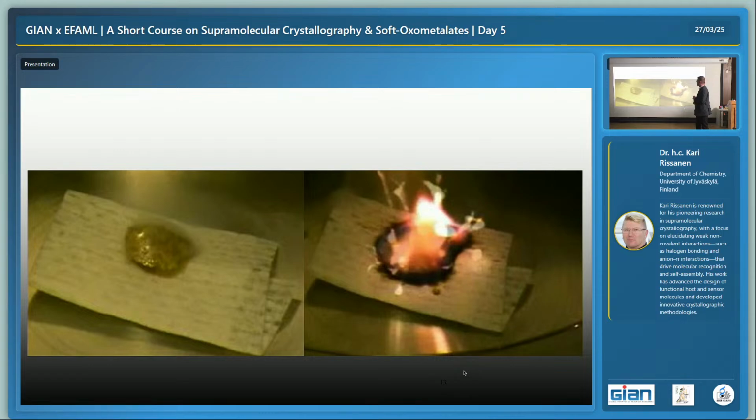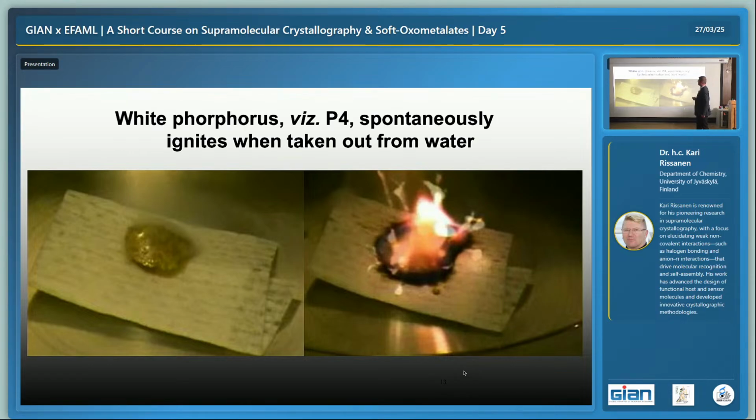So you have to keep white phosphorus in water so that it doesn't burn. The white phosphorus is P4, and it spontaneously ignites when it's out of water. It's dry, it burns. And now you ask me why. I will show you this. Remember what nature did by itself: it made a tetrahedron. Now, what is the structure of P4? Not linear. It's a tetrahedron, but a small one.